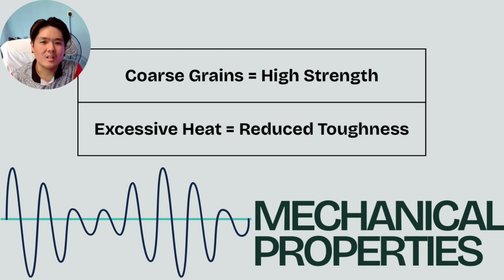So, in conclusion, the grain size strongly affects mechanical properties. Coarse grains reduce toughness and strength reliability. Excessive heat causes grain growth. And finally, controlling heat input is essential to maintain a strong and tough metal. That is all.